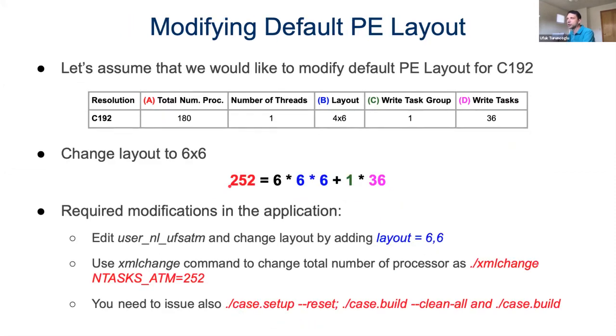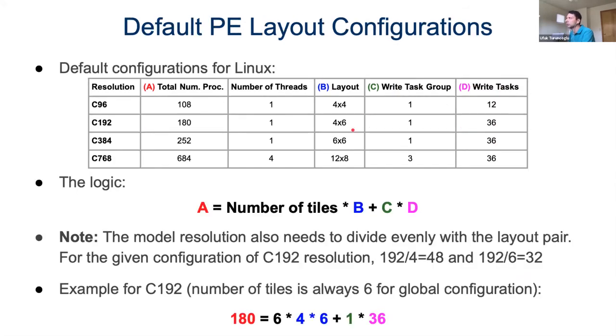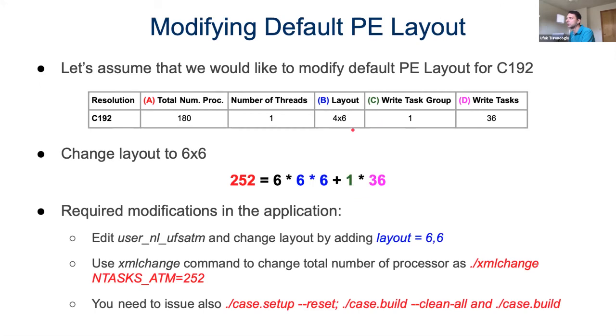So for example, let's assume that we want to change the number of processors for this resolution to a different one. In this case, we are just keeping the number of write tasks the same. Okay, we just changed the layout from 4 times 6 to 6 times 6. By this way, if you calculate these numbers, you can see you have to set the number of processors to 252, okay?